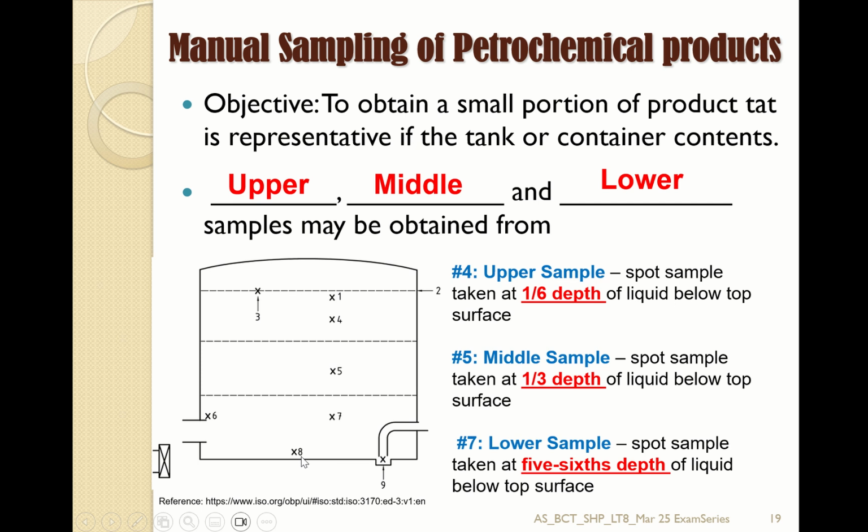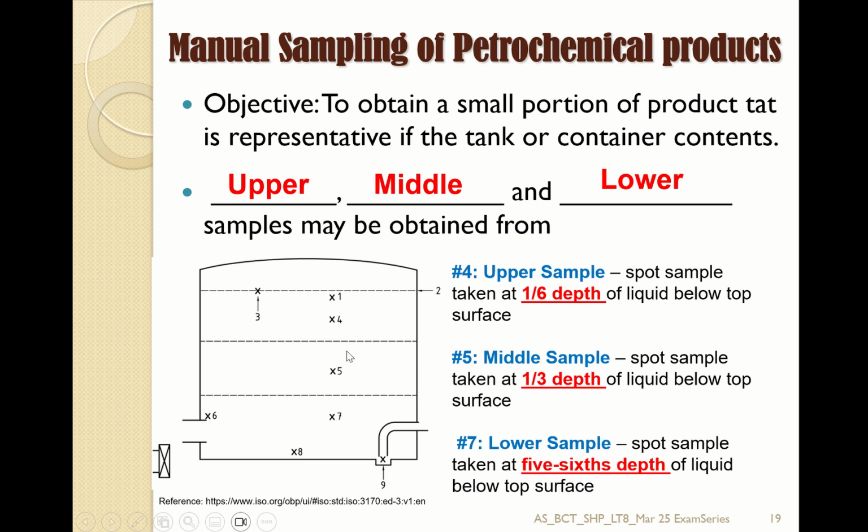You don't take all the way at the bottom because petroleum is usually lighter than water, so a lot of water or some contamination might be here. Particles and so on. So we don't want that. If you take here, you will take all the contaminants maybe down here. So you take slightly above here. So 4, 5, and 7, these are the three best locations to take from.